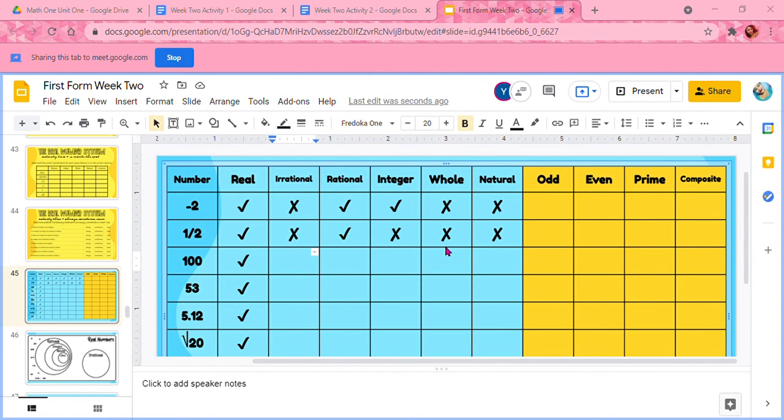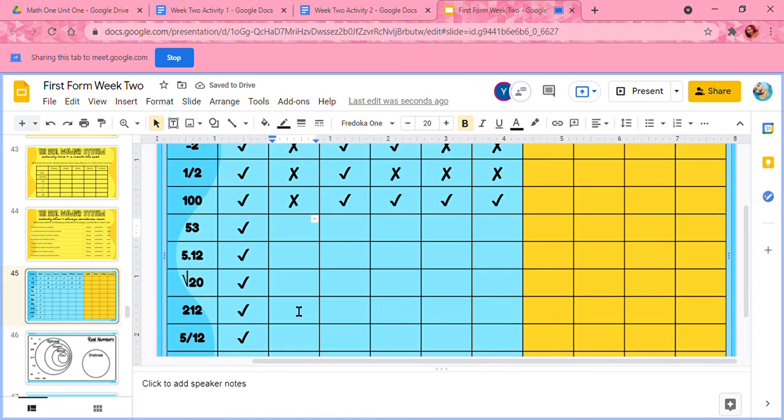Guys, make sure that you are mute. Okay, let's continue. 100. Is 100 irrational? No, it's not. Is it rational? Yes, it is. Is it an integer? Yes, it is. Is it a whole number? Yes. Is it a natural number? Yes, very good.